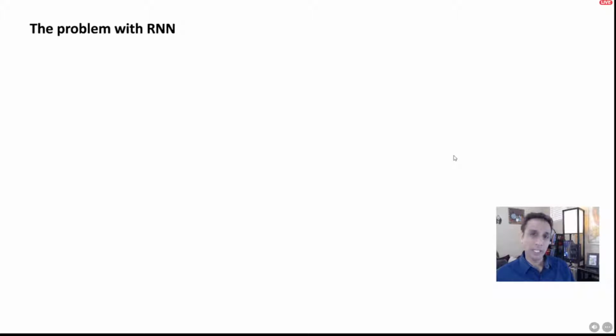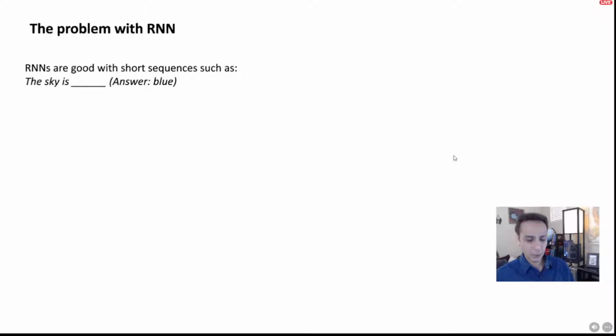Now I'm explaining the problem with RNNs. Life is great, then why do we need LSTMs? Well, if you look at this sentence, "the sky is", I'm pretty sure most of you will answer blue, unless you are in the San Francisco Bay Area. I cannot turn my camera, but the sky outside is red because of forest fires and everything. Anyway, if I give this sentence, the common answer is blue. RNNs are excellent at doing this because it's a very short sentence.